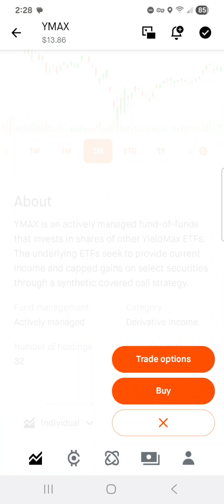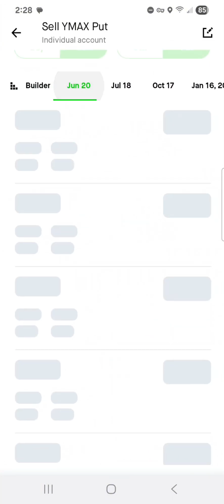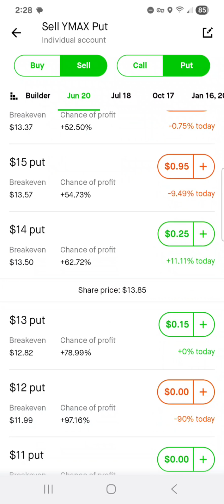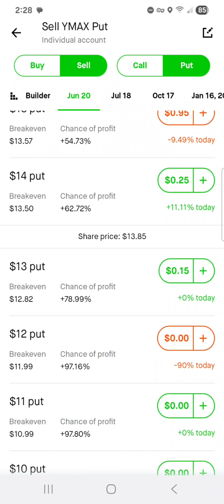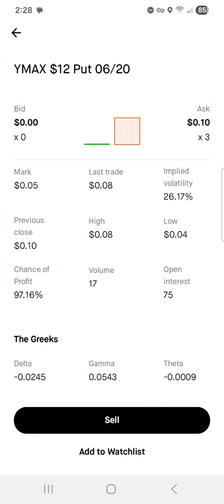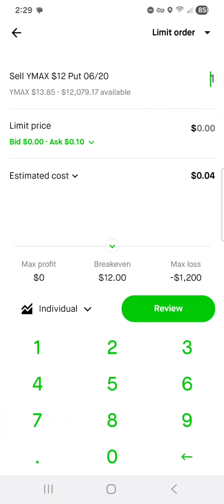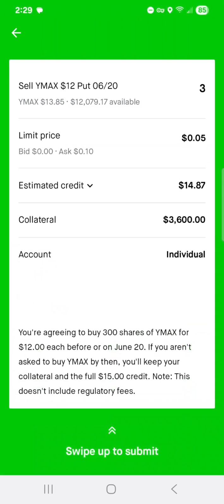I'm going to click trade options, go a month out, selling a put. Let's see, $12. Hey, there's some volume in there. There's some volume, there's some interest. We might could do something there. All right, let's click sell. Let's do a few of these. 0.05. Review.